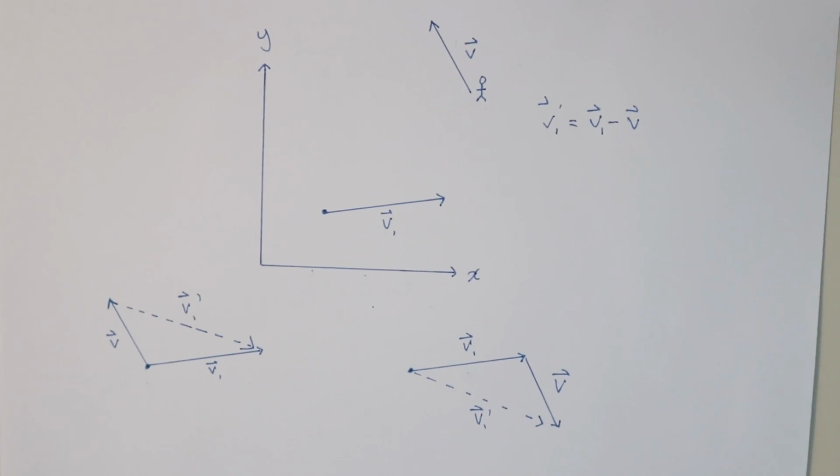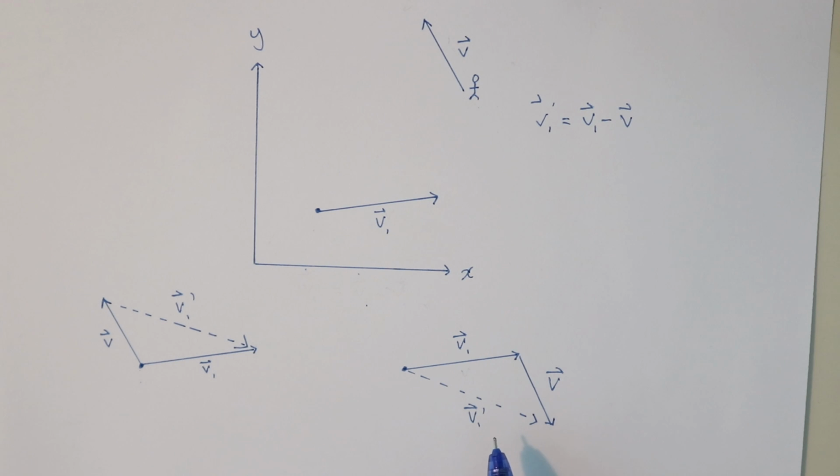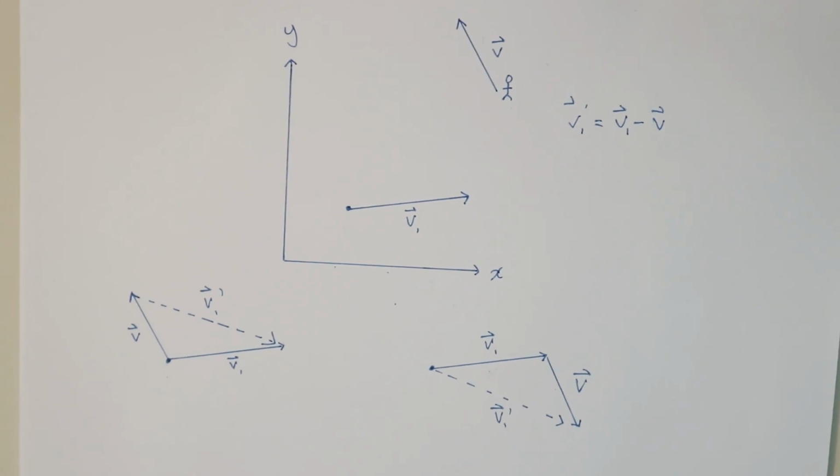A similar visualization can be done in this other case, where you attach the v vector, but first invert it, to the head of the v1 vector. And then, in this case, drawing from the base of the v1 vector to the head of the v vector gives you the v1 prime vector. And you can see from these two diagrams that they are the same.